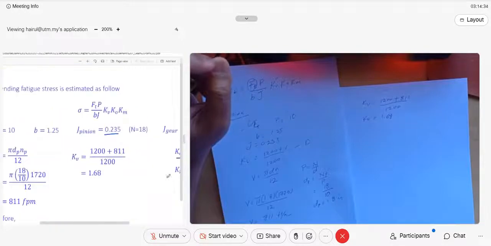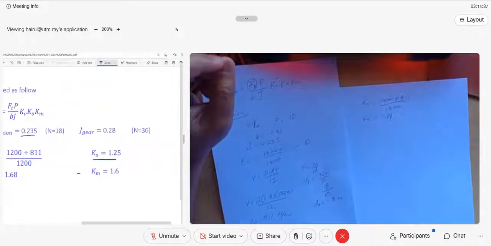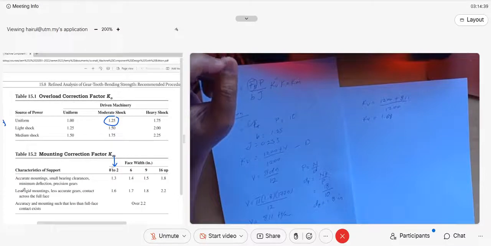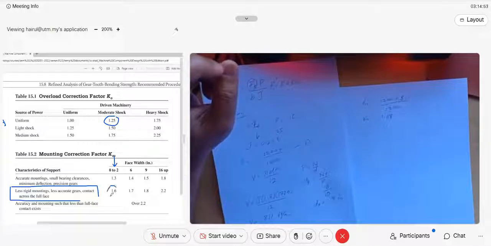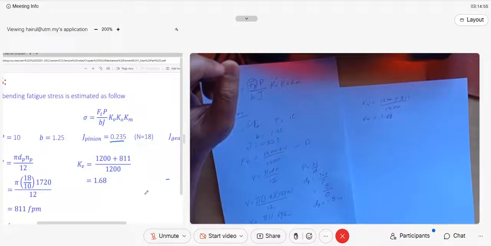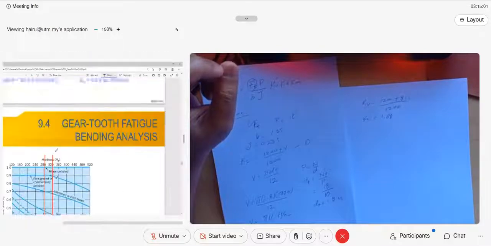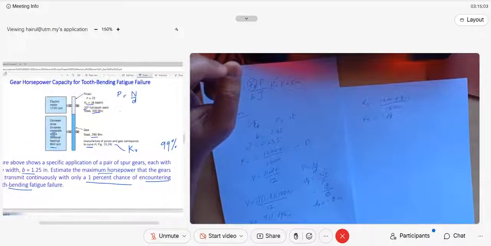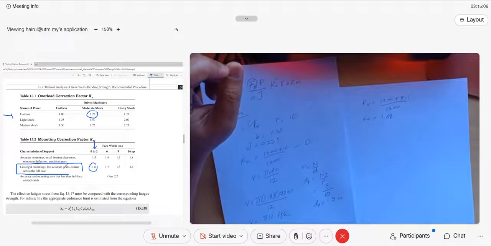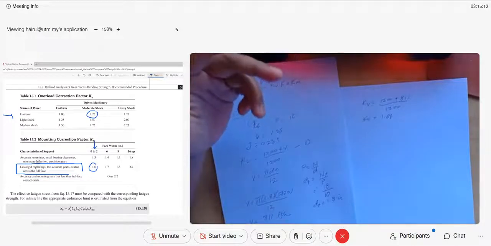Normally we use Km of 1.6. Why? Because with face width 1.25, for accurate mounting we normally go for the second one, less rigid mounting, just to drive a system, and this one is for precise. If not stated, since our face width is 1.25, we go for 1.6. We assume the general case, where nothing is mentioned about less rigid mounting or less accurate contact across the face. This is typical, like your project, where you use this one and the second one.